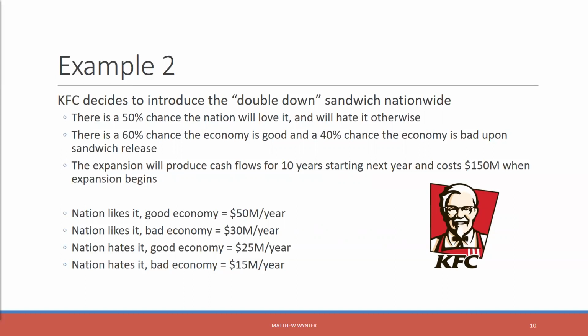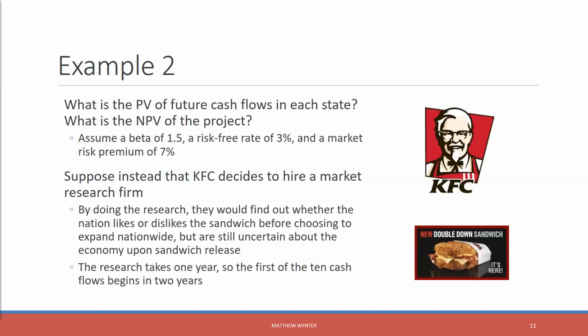If the nation likes it and the economy is good, we get $50 million a year. If the nation likes it and the economy is bad, we get $30 million a year. If the nation hates it and we have a good economy, we get $25 million a year. And if the nation hates it and we have a bad economy, we get $15 million a year for the next 10 years. What is the present value of future cash flows in each state?